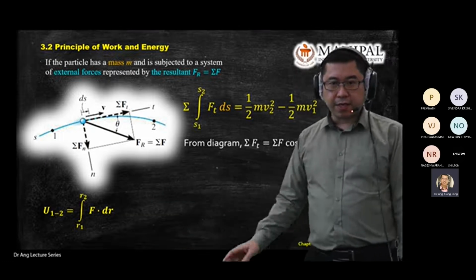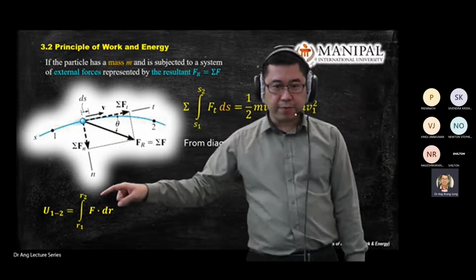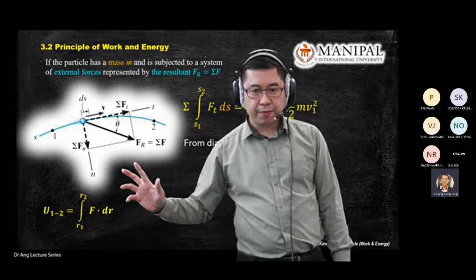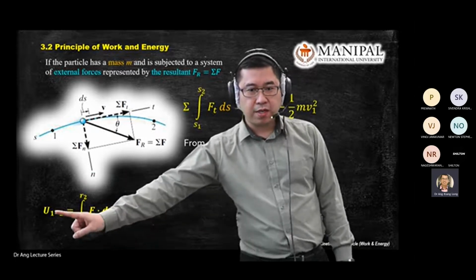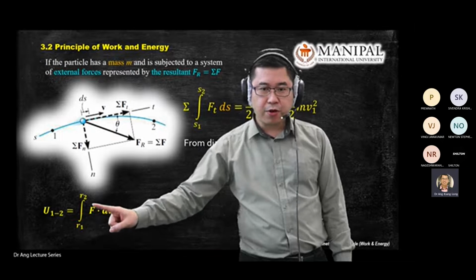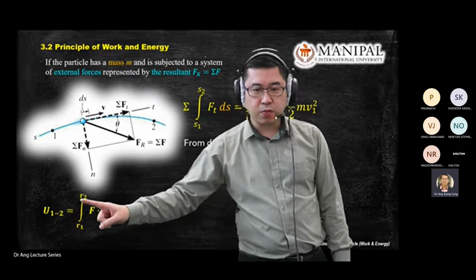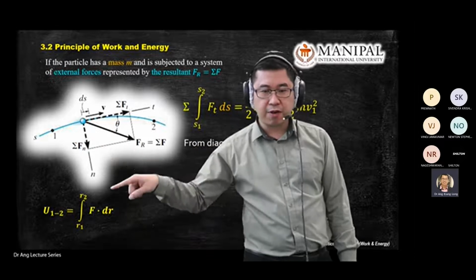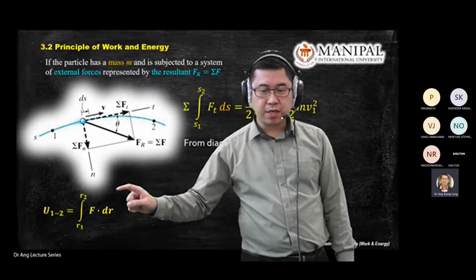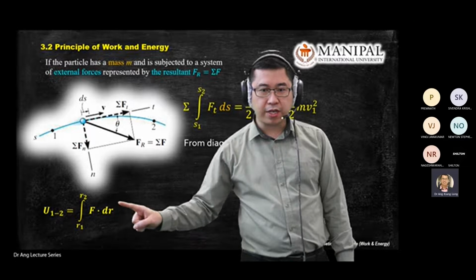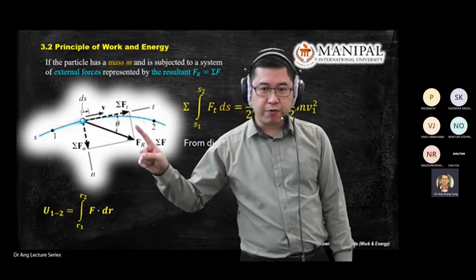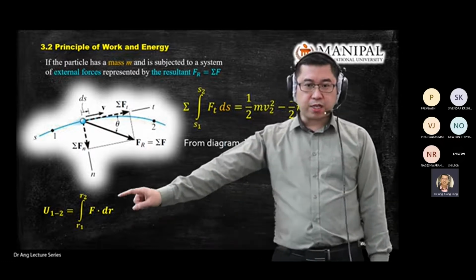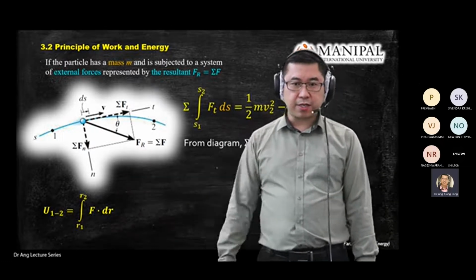Okay. Before we move forward, remember the fundamental pattern of work. Work is force multiplied by r. This equation is for when your object moves in curvilinear form. We will use this integration F dot dr when your object moves in the curvilinear pattern that we already explained in the earlier session.